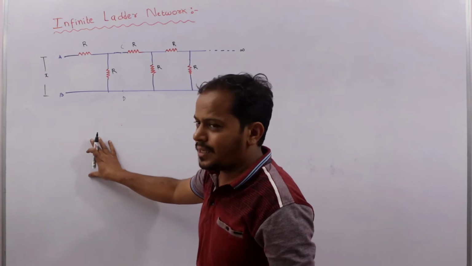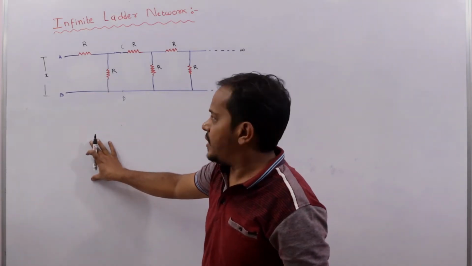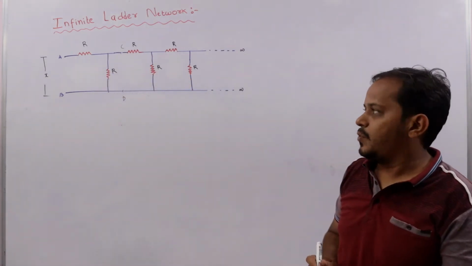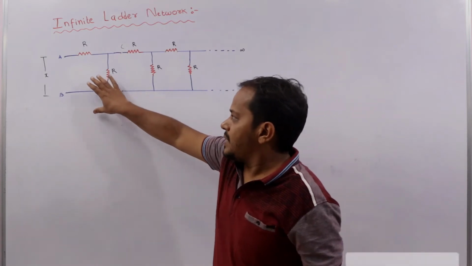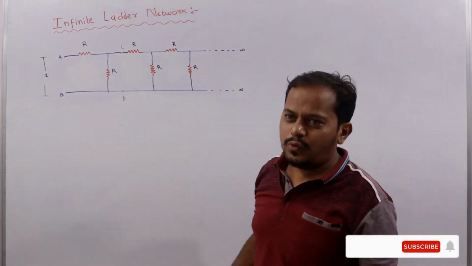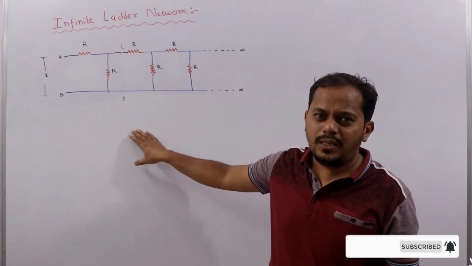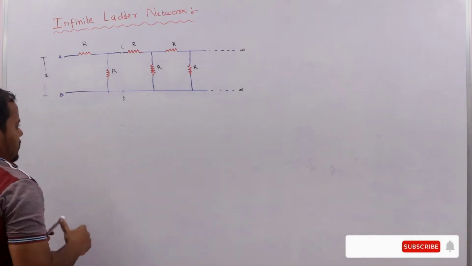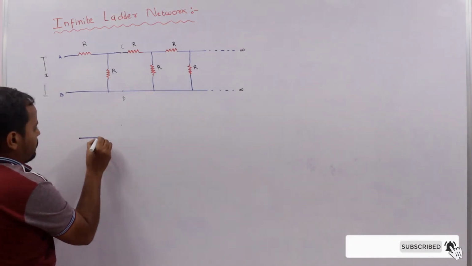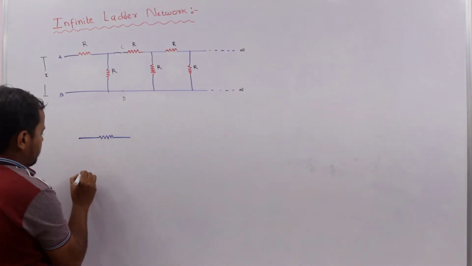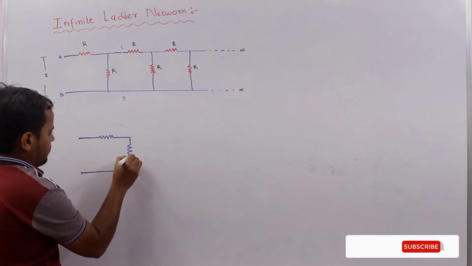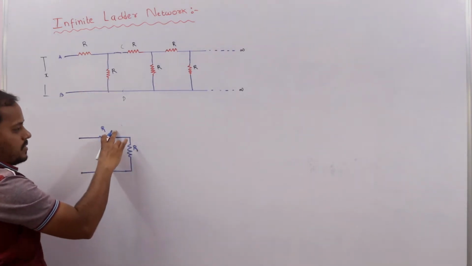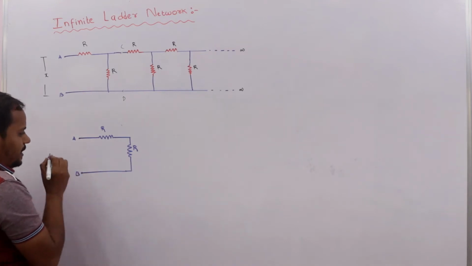and I place this cell here, then the equivalent resistance of this infinite network will not change. Why? The circuit consists of infinite cells, that's why removal of one cell doesn't change the equivalent resistance. If we remove one of these cells and place it here, then the circuit appears like this. So here the resistors are R and R. This removed cell is placed here, and these two are the points A and B.